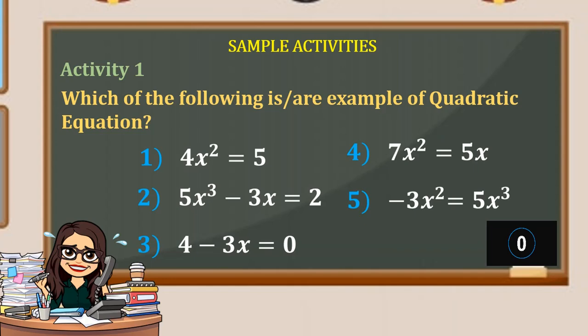Okay po, so time's up. So, ang sagot natin for this activity ay, we have two examples of quadratic equation. Sila si example number 1 at si number 4, kasi sila lang yung equations na may pinakamataas na exponent na 2. Si number 2 at si number 5 ay merong 3 na exponent. Si number 3 naman, wala siyang exponent. So, yun po yung sagot natin for activity number 1.